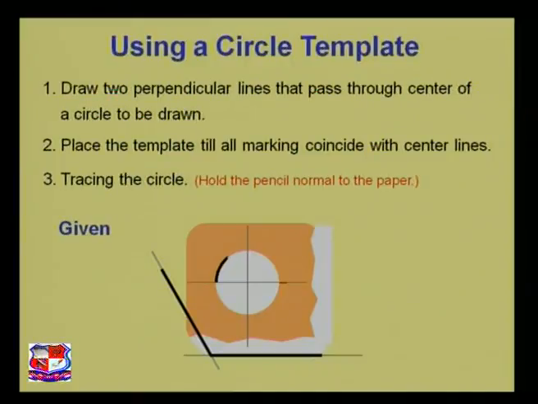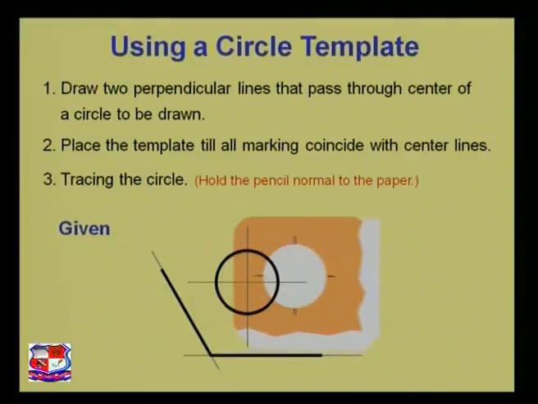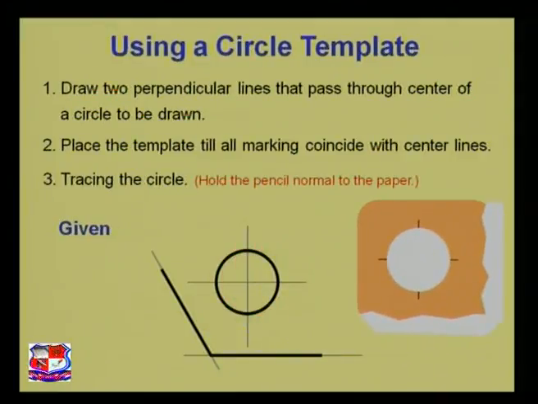Trace the circle, holding the pencil normal to the paper. Draw a circle like this. Without the use of a compass, you can draw a circle using a circle template. Remove the circle template and your circle is ready to use.